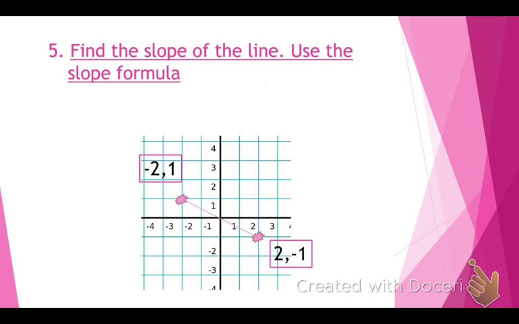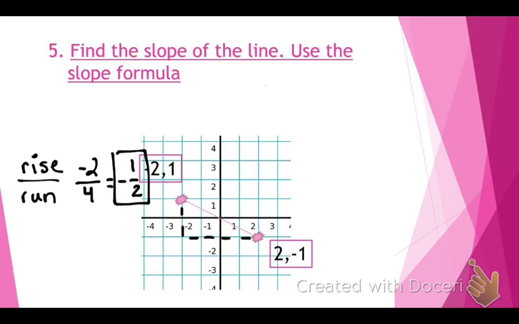Number 5 says to find the slope of the line and use the slope formula. So let's start with, what is the slope formula? Rise over run, okay? So you're going to start from one of your points. Let's just say we start from this one right here. Am I rising up or down? Down. If I'm going down, what should it be? -2, because I went down. Then I've got to run 1, 2, 3, 4. If I simplify that, what do I get? -1/2.